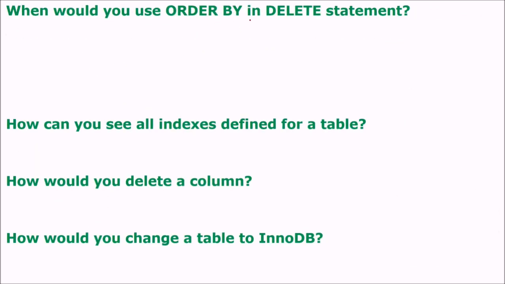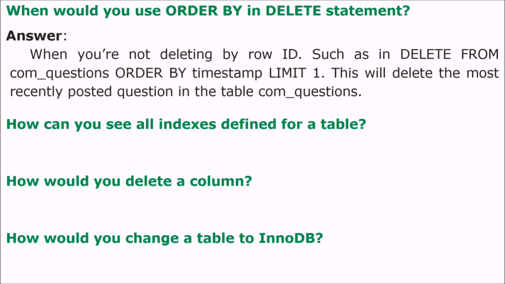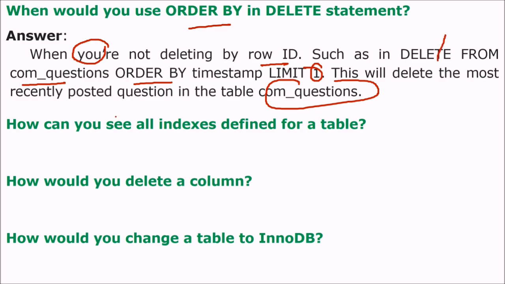When would you use the order by and delete statement? Whenever you are not deleting by row ID. When you are not deleting by row ID, you use order by in the delete statement. Such as DELETE FROM some table, say com_question, ORDER BY timestamp DESC LIMIT 1. This will delete the most recently posted question in the table. This is just an example I am taking.